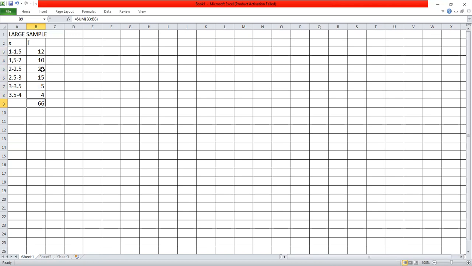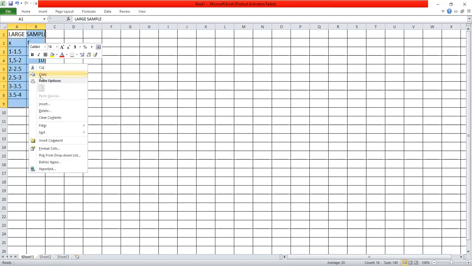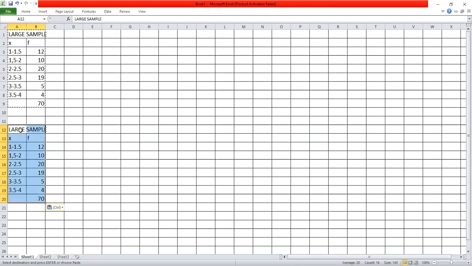Let me just add 4, so I'll make this one here 19, to make it a good number. We have 70. That's a large sample. Let me get its small sample equivalent. Somebody may decide to use a small sample to test that hypothesis. So for the small sample, I just change these figures to say 4, 3, 5, 6, and this is a small sample, 28. So this is a small sample, this is a large sample.